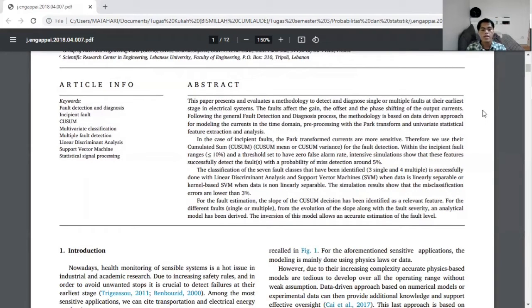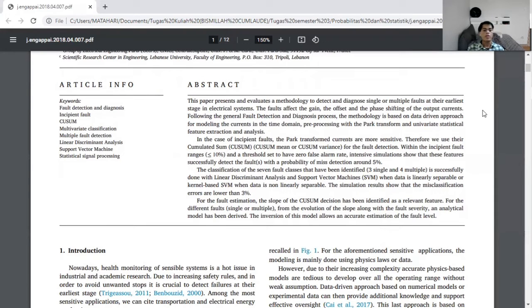Ya, habis itu yang ketiga, the classification of the 7 fault phases that have been identified, 3 single and 4 multiple, is successfully done with linear discriminant analysis and support vector machine when data is linearly separable, or kernel-based SVM when data is not linearly separable. The simulation results show that the misclassification errors are lower than 3%.